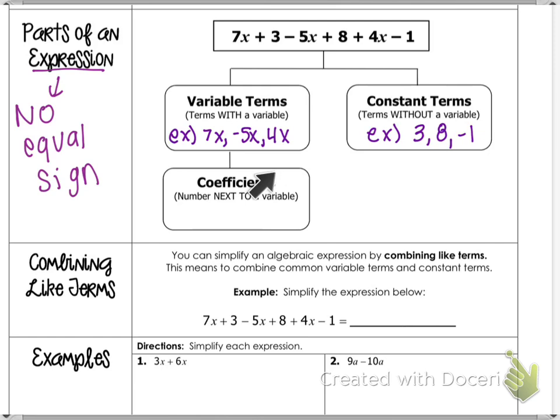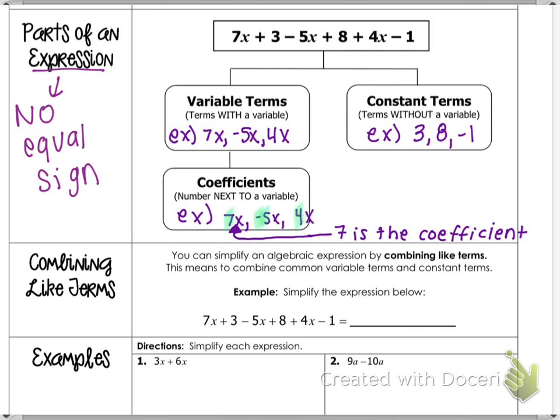Now when I ask for coefficients, that's the number next to the variable. So, for example, 7x, see how there's a number next to that variable right there? That 7 is called the coefficient. So that 7 right there is the coefficient. There's also negative 5x and 4x, and all three of those have coefficients. So 7, negative 5, and 4 are called coefficients. Coefficients are the numbers next to the variables.